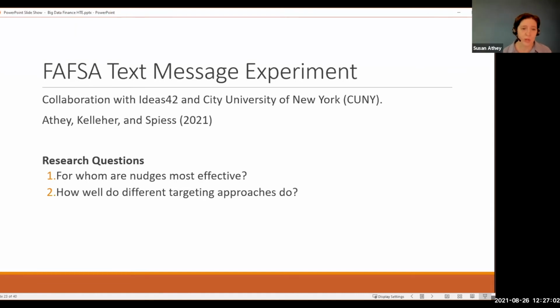So the field experiment we're focusing on was a collaboration with Ideas42 and the City University of New York. And we're trying to understand here how you nudge people for financial aid, and how well the different approaches do in terms of targeting people for intervention. And so who should get a text message? One of the big ideas is that we want to use these techniques I just showed you to figure out who has high treatment effects and who has low treatment effects, and try to target people based on estimated treatment effects.